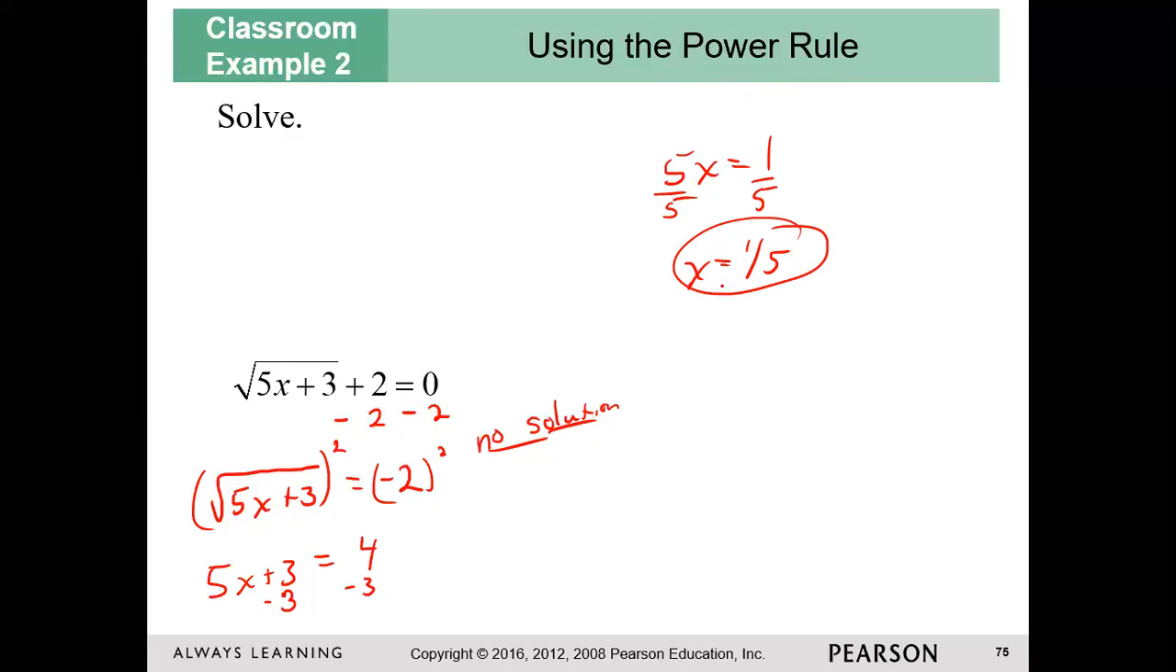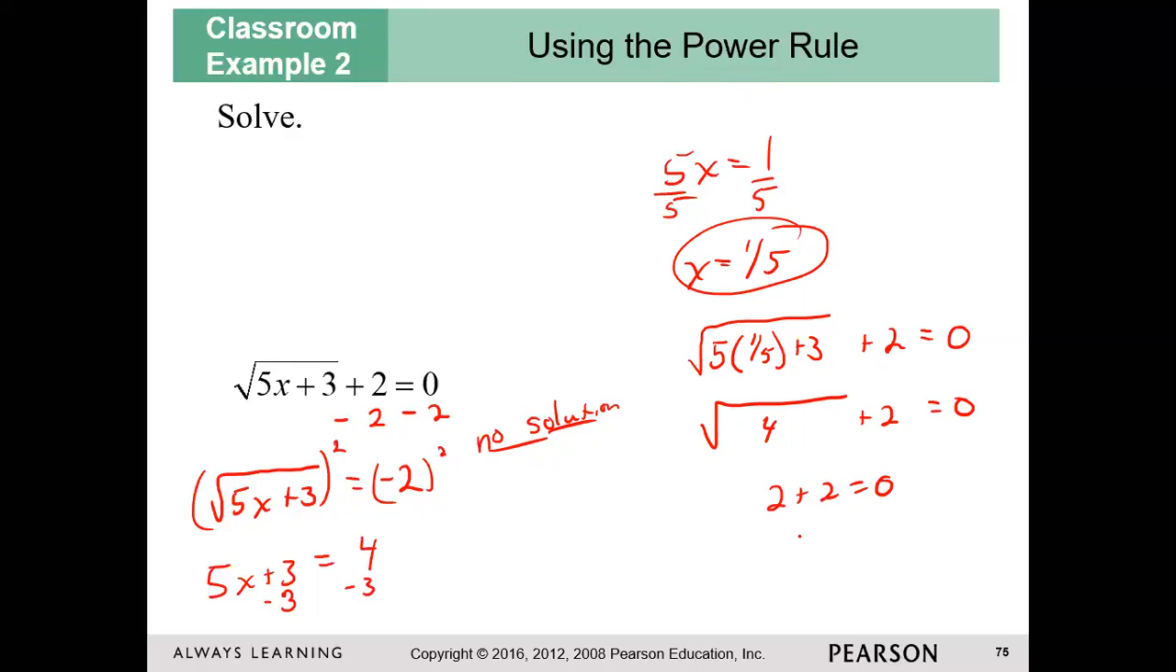The problem with this solution is that it is junk. And I'll show you what I mean by that. If you plug it back into the original equation, the square root of 5 times 1/5 plus 3, plus 2 is equal to 0. Well, this is going to be the square root of 1 plus 3 is 4, plus 2 is equal to 0. 2 plus 2 equals 0. 4 is equal to 0 is definitely garbage. That is not a valid solution.